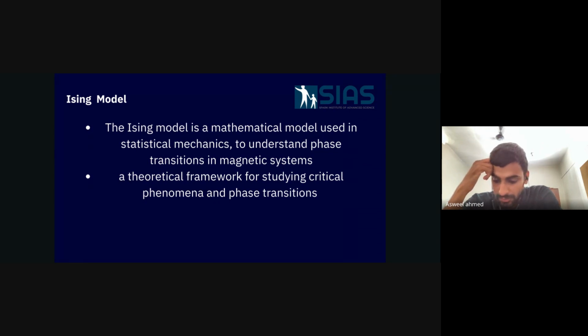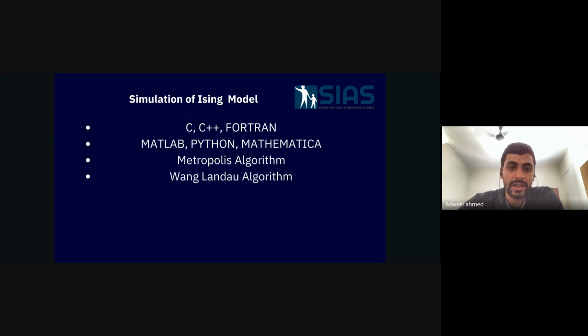Most of the phase transition problems in physics have a universality nature. I will not get into the details now. By studying the Ising model, students can easily understand most of these things. The second question is, how can we simulate an Ising model? For simulating the Ising model, I usually prefer basic programming languages like C, C++, or Fortran. If they have prior knowledge of any of these basic-level languages, then it will be very good.